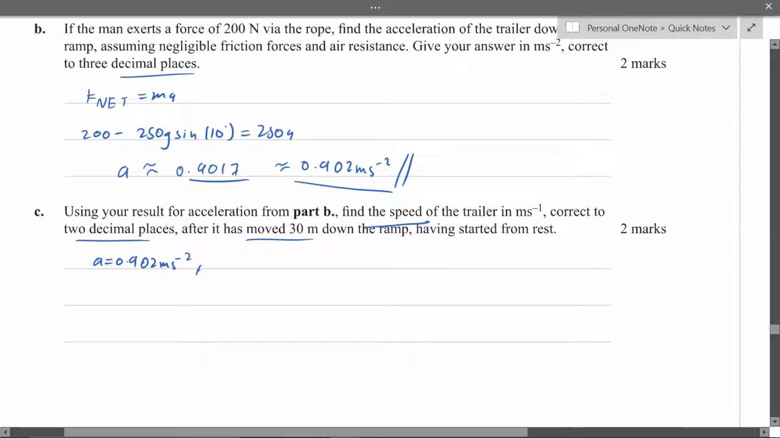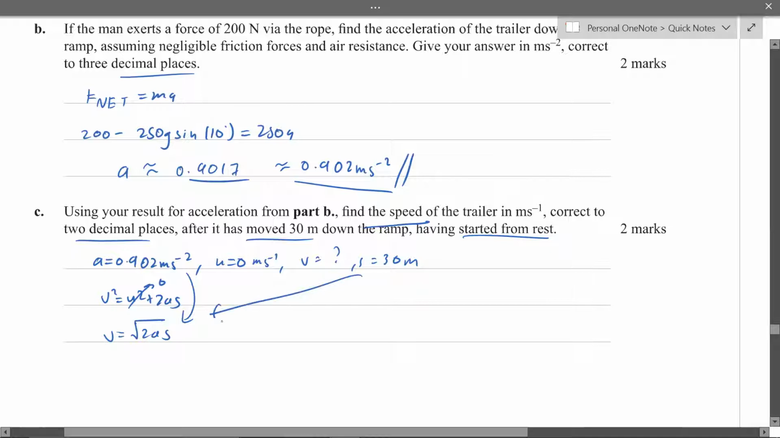Minus 2, and it's moving from rest, so u is 0 m/s. We're trying to find v. Oh, we're trying to find s, but we can just get rid of the direction if we find v. And s is 30 because it's moved 30 meters down the ramp. The thing we don't have is t, so we're looking for the equation that doesn't have t, and that's v squared equals u squared plus 2as. So u is 0, so v squared is just 2as. If you sub these values in, v is 3.76, if I'm reading my handwriting correctly.